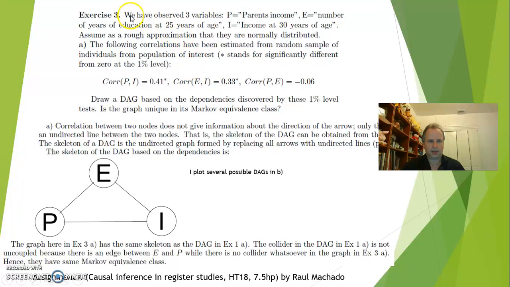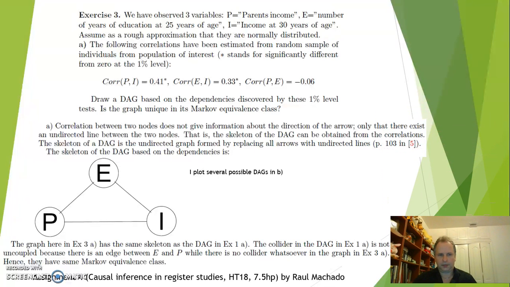Now, in exercise 3, we have 3 variables. Draw a DAG based on the independence discovered. So let me specify a few things here. Correlation between 2 nodes doesn't give information about the direction of the arrow, only that there exists an undirected line between the 2 nodes. That is, the skeleton of the DAG can be obtained from the correlations. The skeleton of the DAG is an undirected graph formed by replacing all arrows with undirected lines, based on the dependencies.